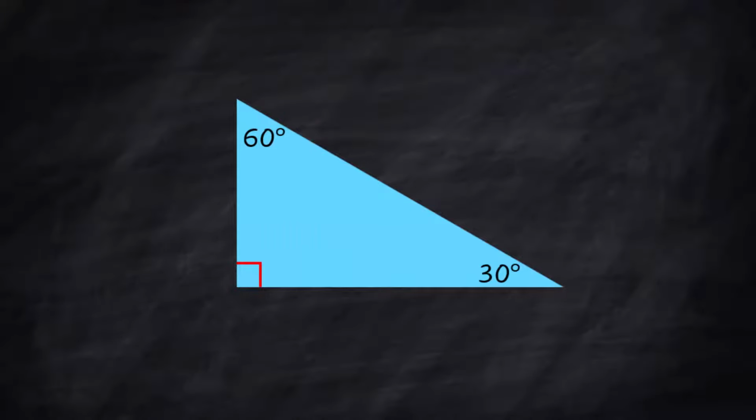It's the 30-60-90 triangle. I want to show you a demonstration about something that is always true in a 30-60-90 triangle.